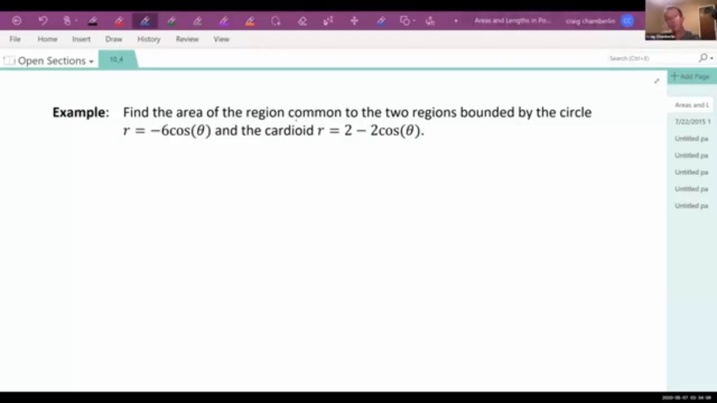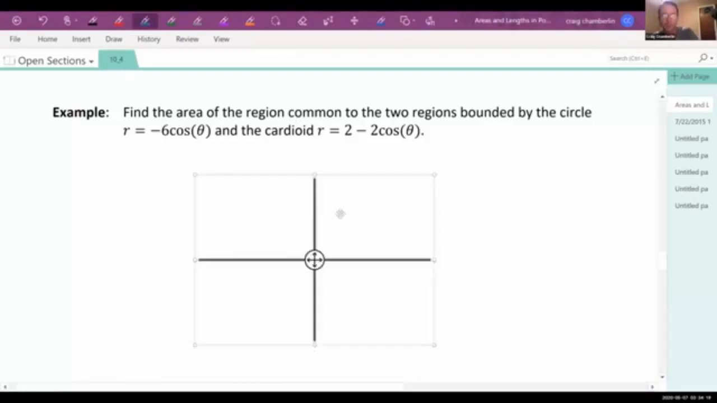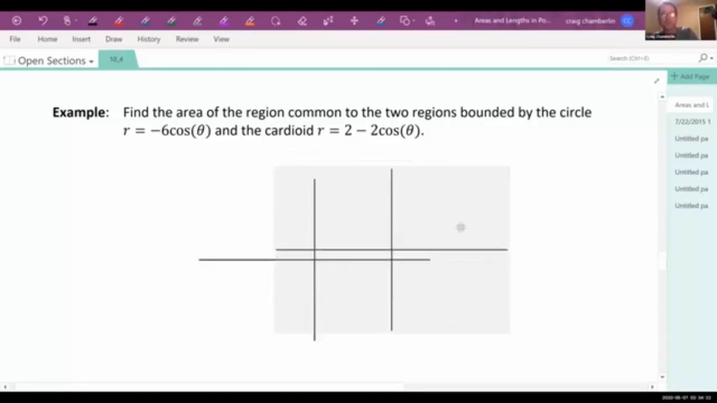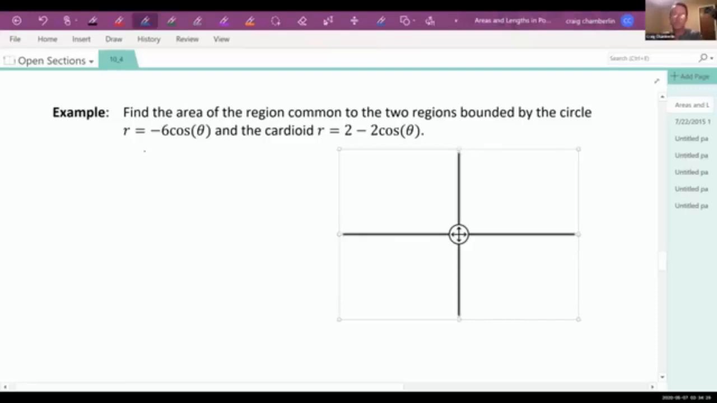Okay, it's really important on one like this to draw a good picture. So I'm going to take some time here to explain that because I know a lot of you maybe need the review on polar coordinates. So let's do the circle first. So this is the circle we're talking about. And you really can verify that it's a circle if you just multiply both sides by r. Because if you do that, you'll get r squared equals -6r cosine theta.